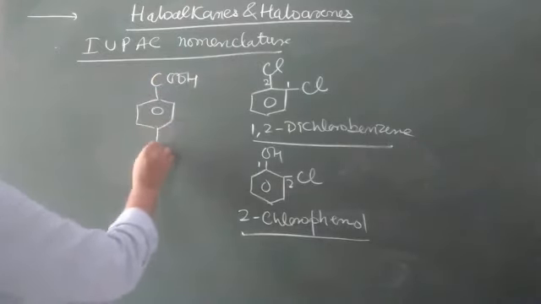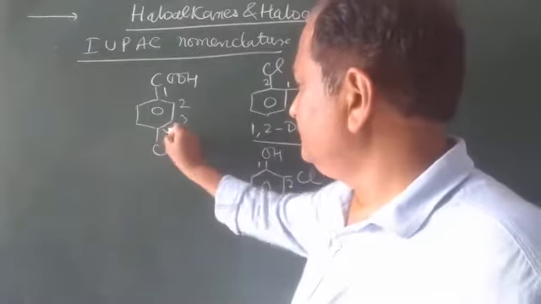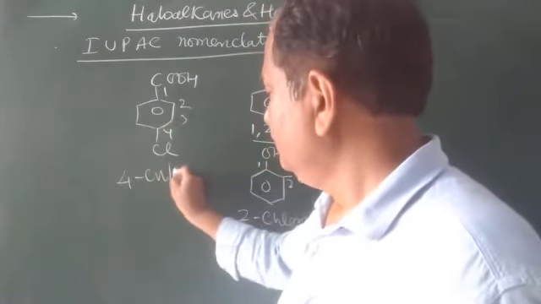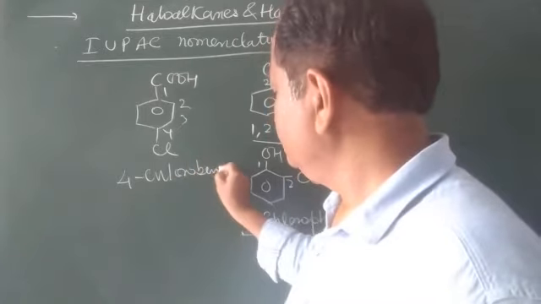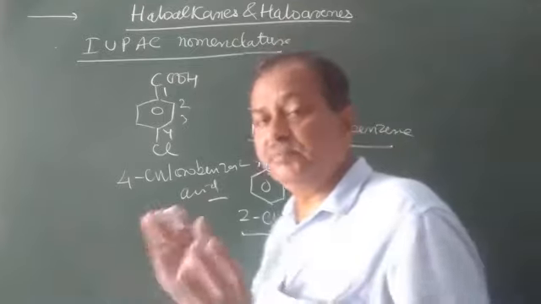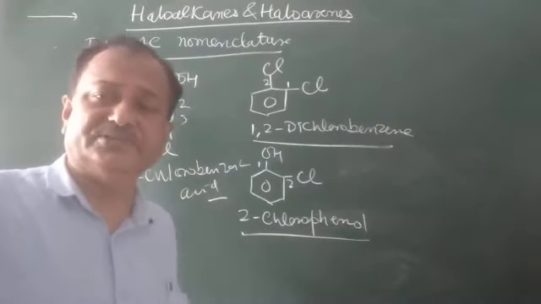Similarly, if we have this type of compound, and here I put Cl, COOH gets position one. This is 2, this is 3, this is 4. So it will be 4-chlorobenzoic acid. This is about the nomenclature, just all the simple basic rules.